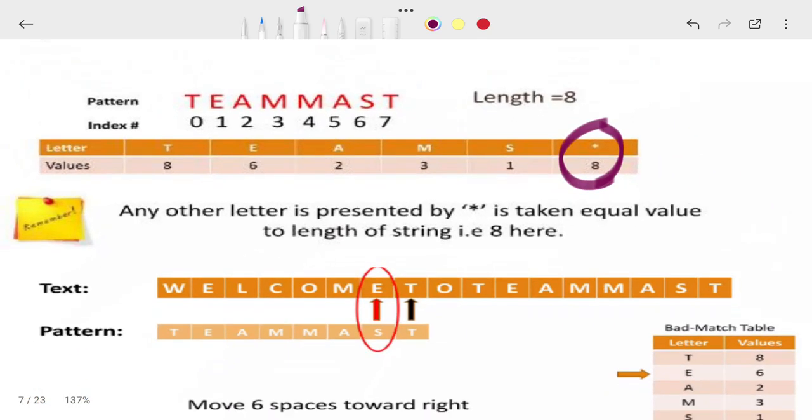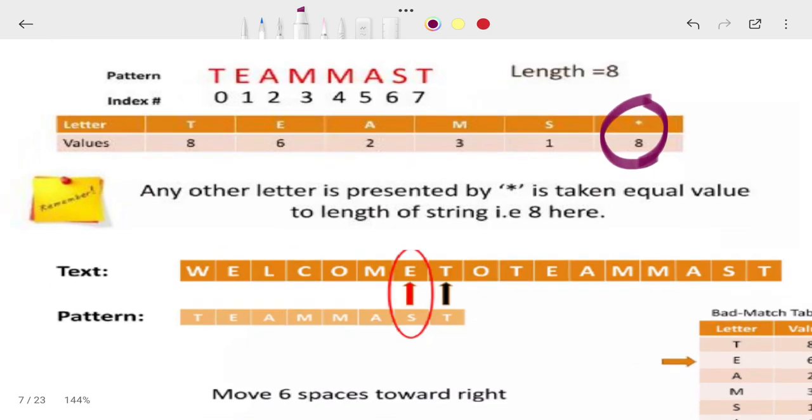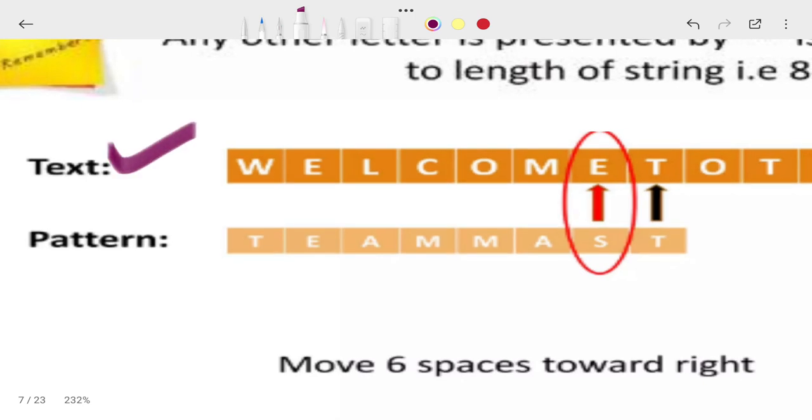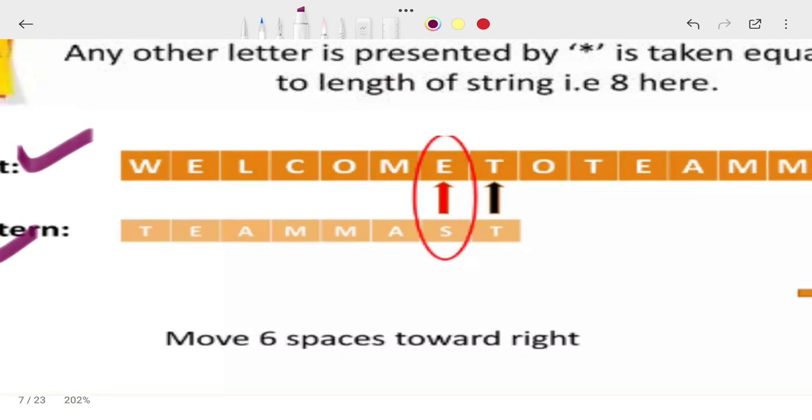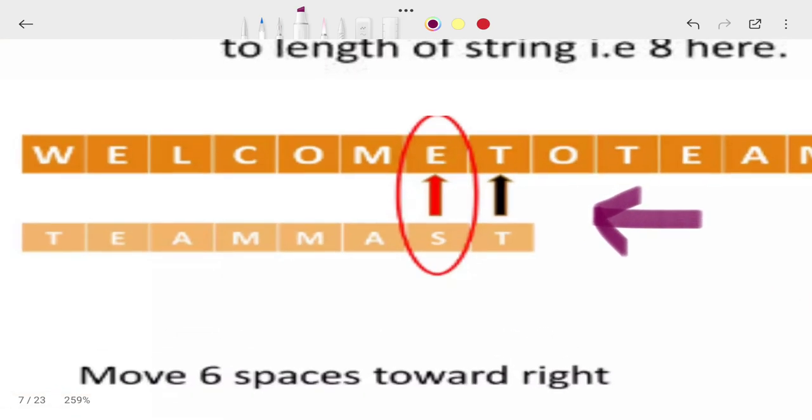Once we have done this, now I will check how the algorithm works. This is my text and this is my pattern. I will start from the right. Now I will see whether both are matching. Yes, the first ones are matching, no problem. But then both are not matching.